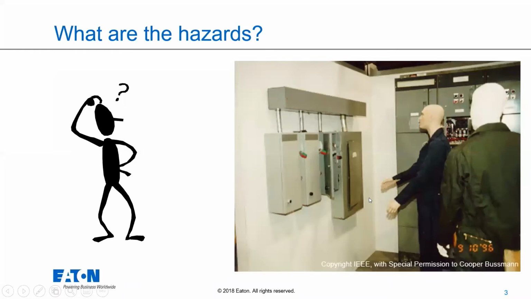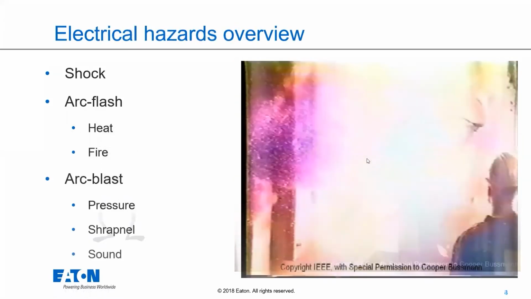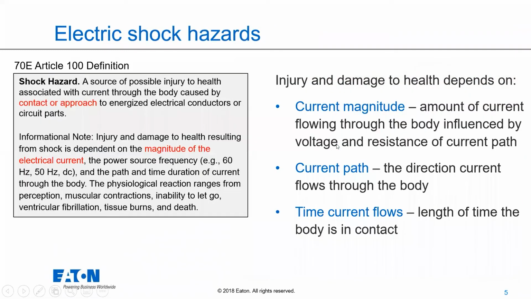So first, we'll talk about what are the hazards associated with electricity? There's pretty much three of them: shock, arc flash, and arc blast. The arc flash is the heat and fire part of an arcing event, and the arc blast is the pressure, shrapnel, and all that sound that comes from that pressure whenever you have an arc flash incident.